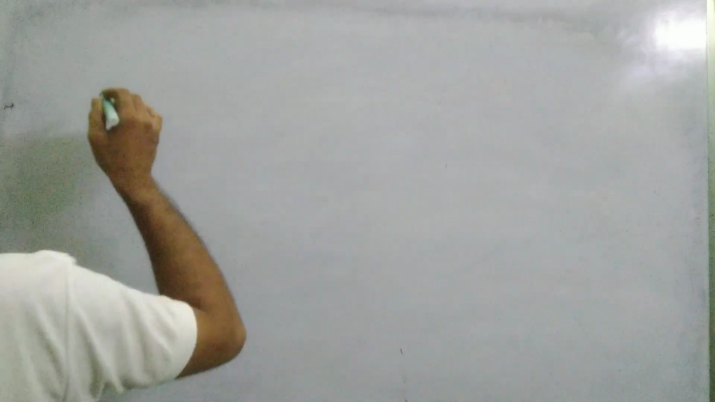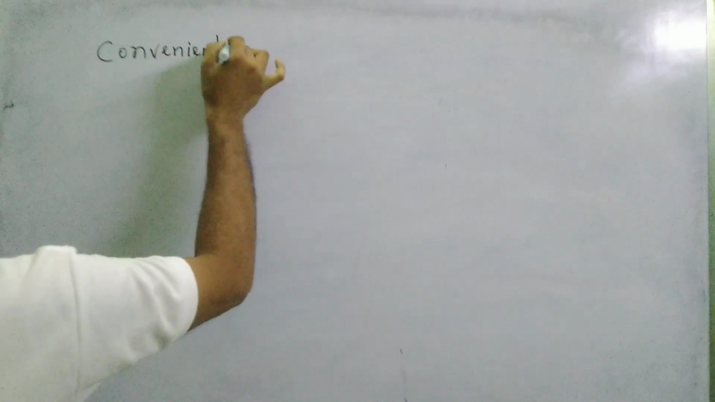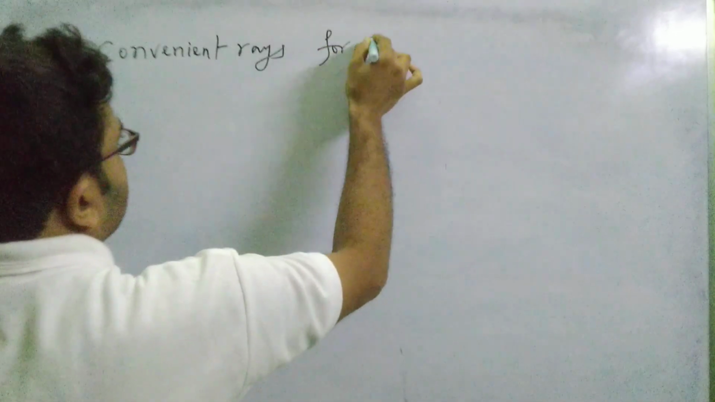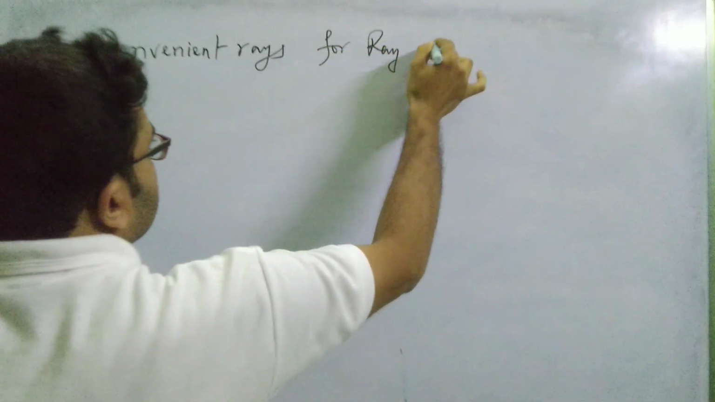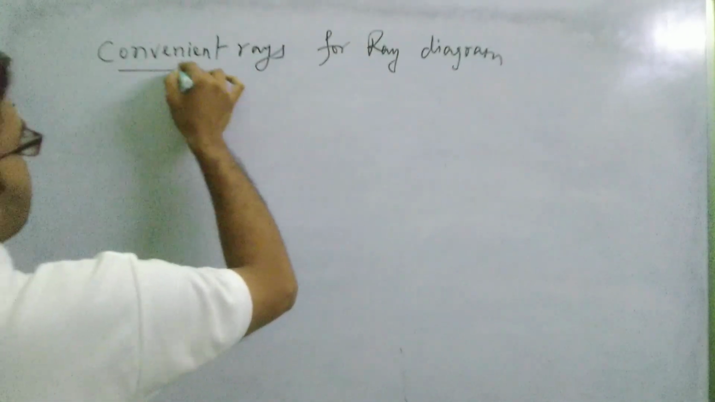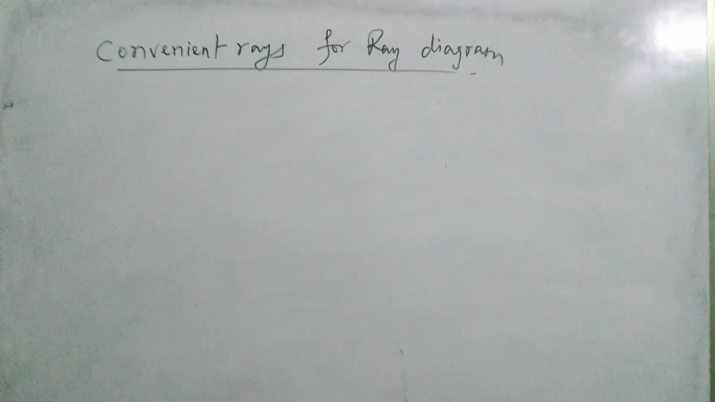So first write down the heading: convenient rays for a ray diagram. So this is the topic that we are going to discuss. Convenient rays for a ray diagram. See, there are actually three convenient rays that you can consider. Among those three convenient rays, only two are sufficient enough to draw a proper ray diagram for a spherical mirror.